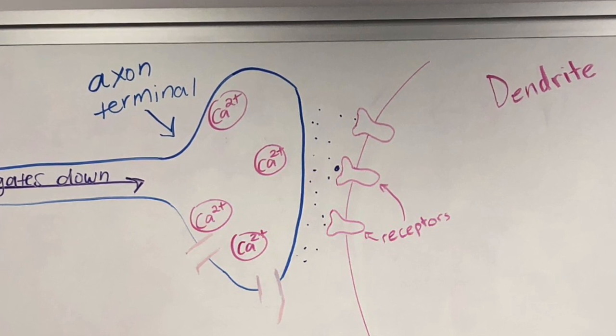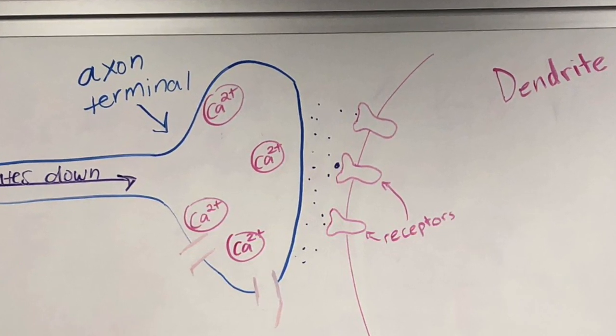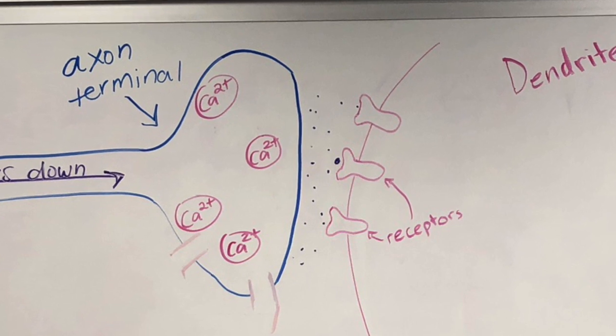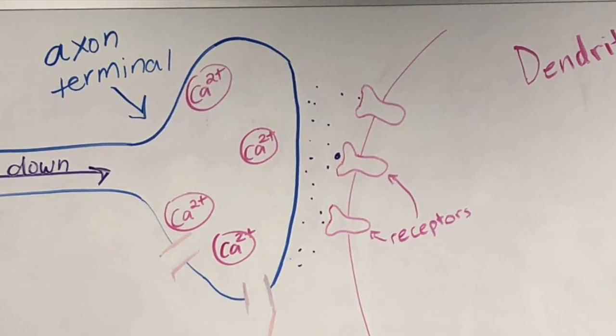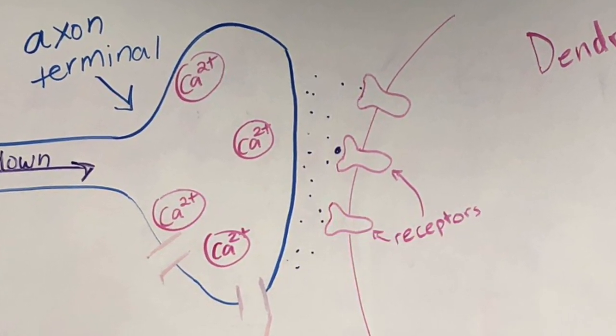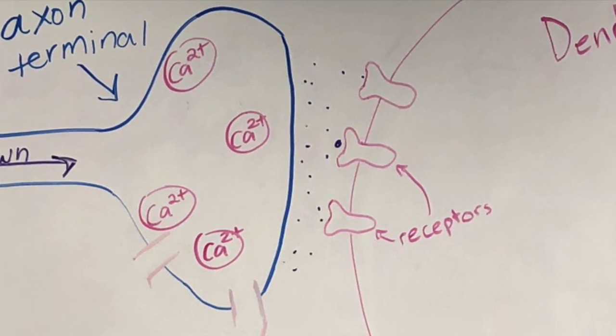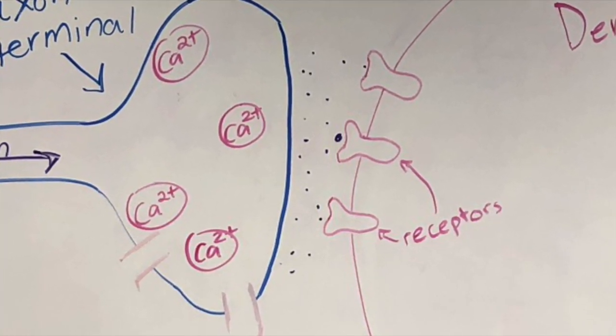At this point, the electrical signals of the action potentials have been converted to chemical signals in the form of neurotransmitters. Now in the synaptic cleft, the neurotransmitters bind to the receptors on the target cell, such as a postsynaptic neuron.